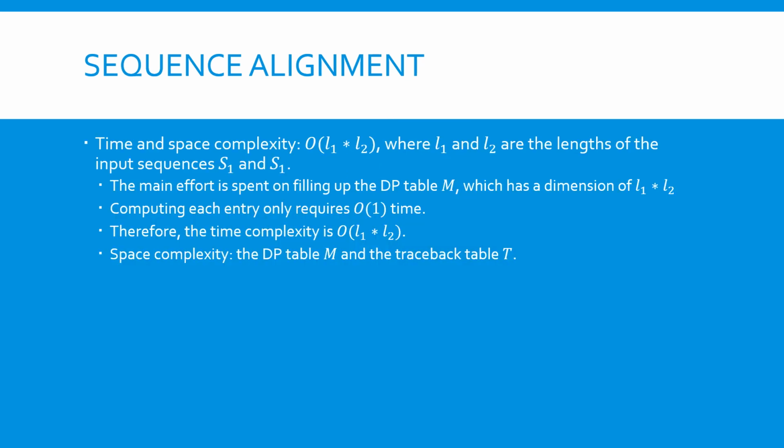The time and space complexities of the algorithm are both O(L1 times L2), where L1 and L2 are the lengths of the two input sequences. This is because the major computational effort is spent on filling the DP table M. Calculating each entry in M requires evaluating 3 cases, where all can be performed in constant time. As a result, the time and space complexities both become O(L1 times L2).